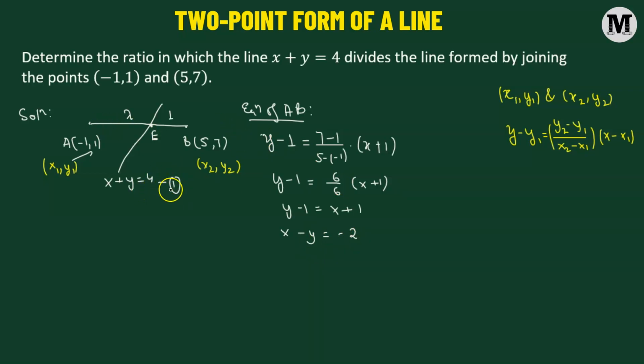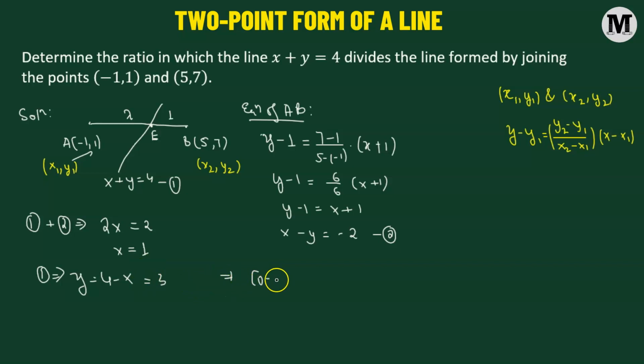We rename x plus y equals 4 as equation number 1, and x minus y equals negative 2 as equation number 2. Now let's add equation 1 with equation 2. This will help us obtain the values of x and y. So we have 2x equals 2, so x equals 1. You can substitute in either equation to get the value of y. y will be equal to 4 minus x. Since x is 1, y comes out to be 3. This means the coordinates of the point E, the point of intersection, are (1, 3).